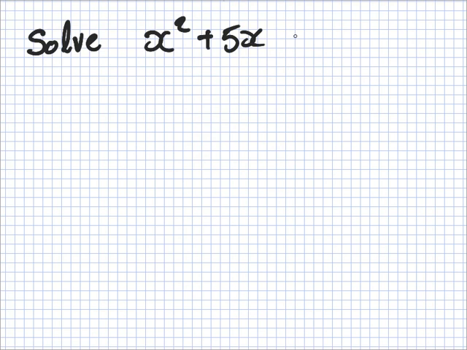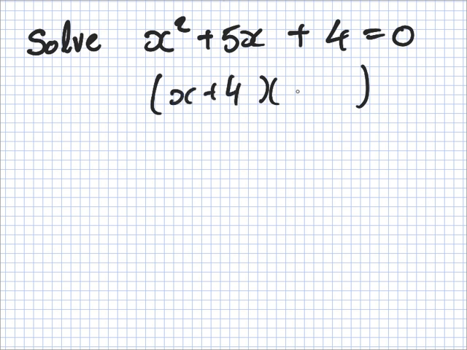So the next one, I don't want you to sketch it. I want us to look at how to solve something like this. And one way we can solve this is by factorizing, which is something that we learned how to do this week. So two numbers that multiply to make 4 and add to make 5 have to be 4 and 1.